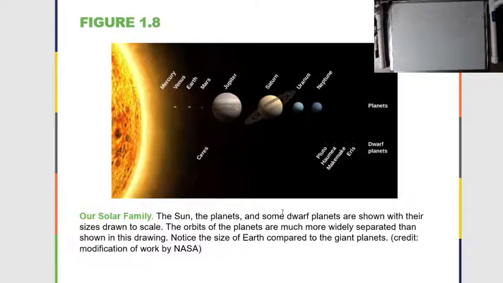You can kind of see some of the dwarf planets here, right here and here. We'll talk later on about why the dwarf planets were not called planets. They've been kind of kicked out of the club. Ceres is the largest asteroid, and Pluto, Haumea, Makemake, and Eris are the largest known dwarf planets.